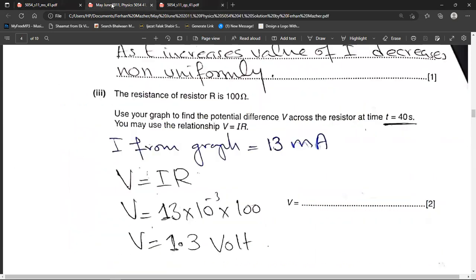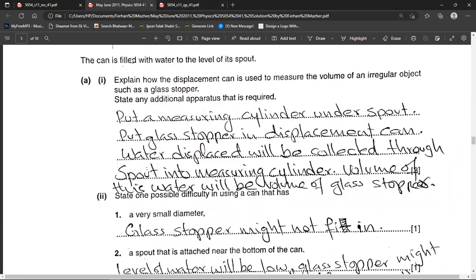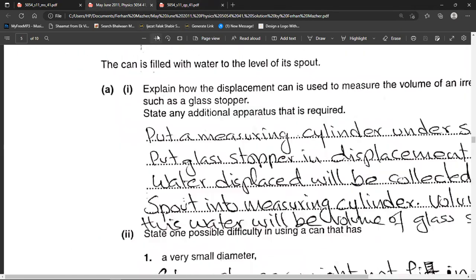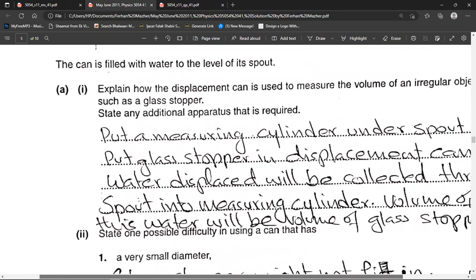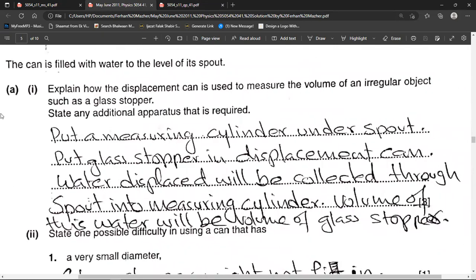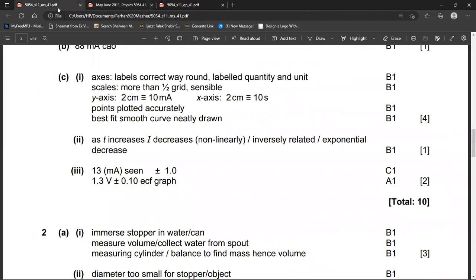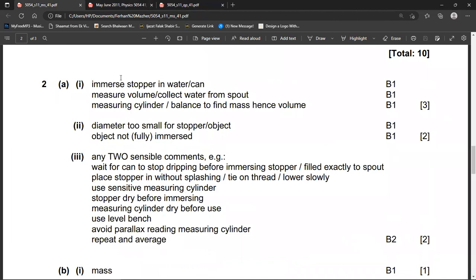Let me show you my written answer. Okay, so my answer is showing up on your screen and hopefully you can see that. That's question number 2, part A, first portion. Put a measuring cylinder under spout. Put glass stopper in displacement can. Water displaced will be collected through spout into the measuring cylinder. Volume of this water will be volume of the glass stopper. It's a 3-mark question.